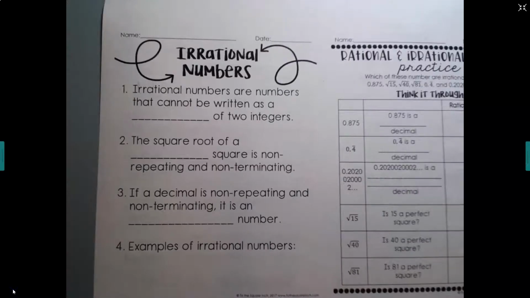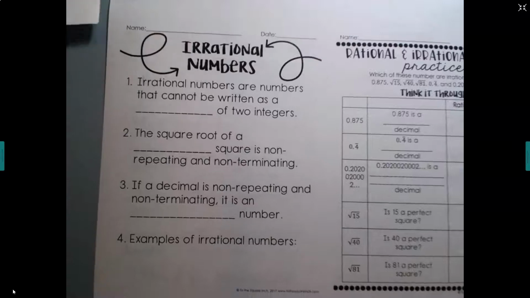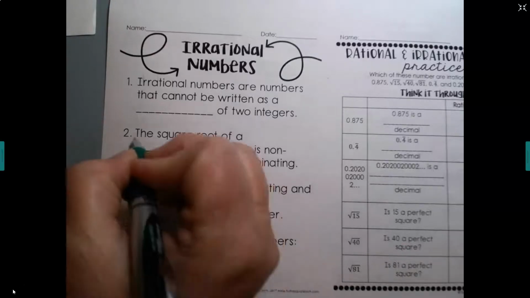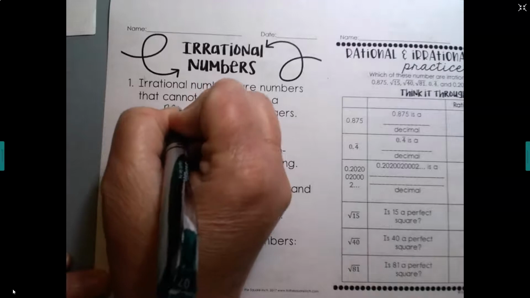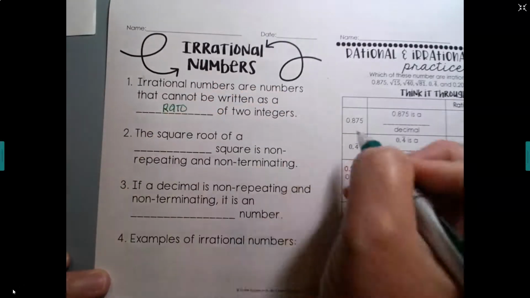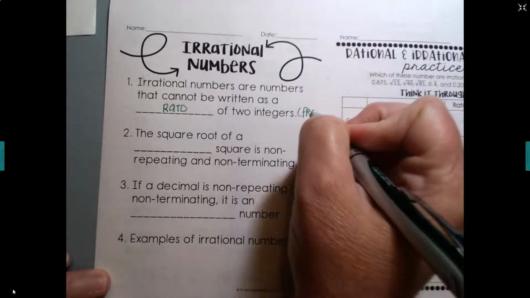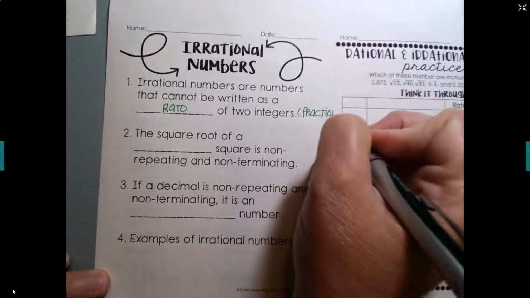And then kind of the opposite of a rational number is the idea of an irrational number. In our language, the word irrational means somebody or something that doesn't make sense. It's kind of crazy. And so irrational numbers look a little bit crazy sometimes. A couple things you need to know about irrational numbers is that they are numbers that cannot be written as a ratio of two integers. And by ratio, I mean a fraction. They cannot be written as a fraction.